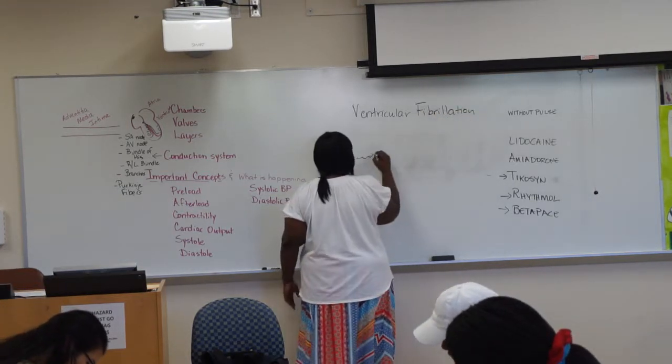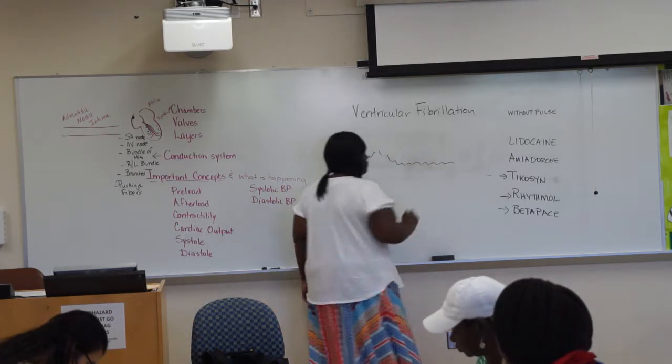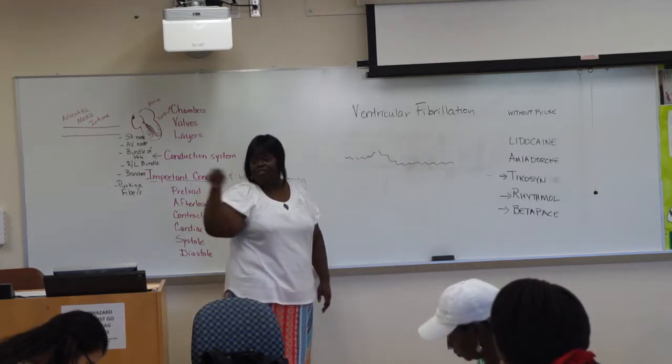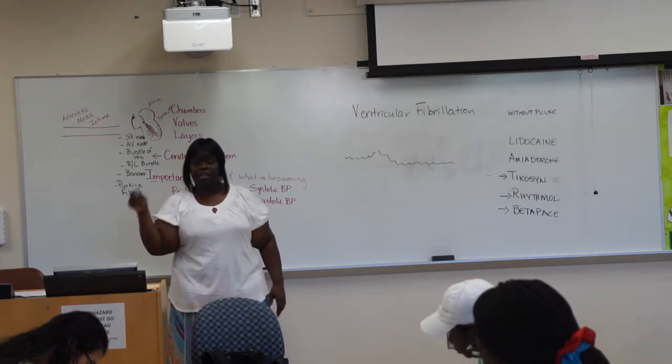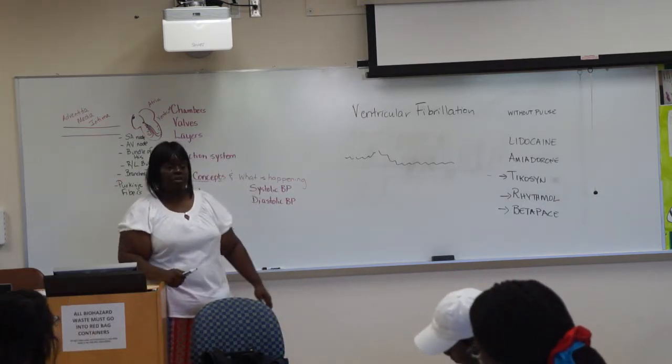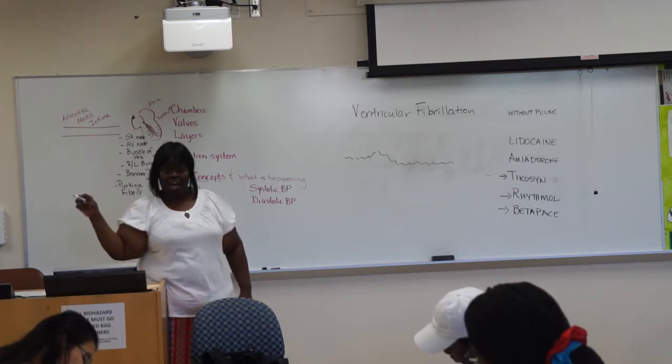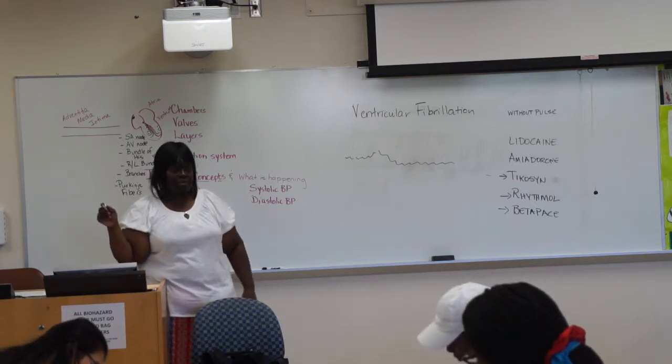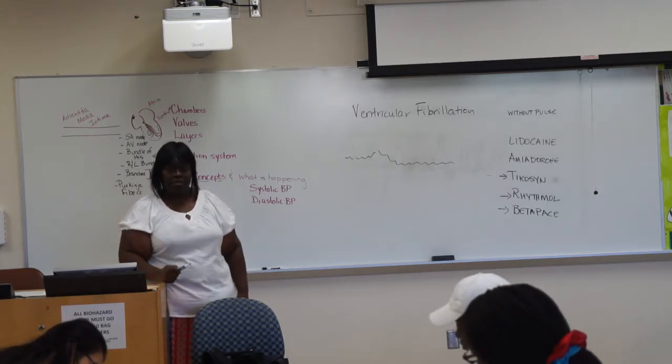Basically what you have here is chicken scratch. That's what it looks like. You don't see any P wave, you don't see any complex, you don't see T. It's basically just chicken scratch going across. It can be very fine or it can be coarse, depending on how long it's happened with the patient.